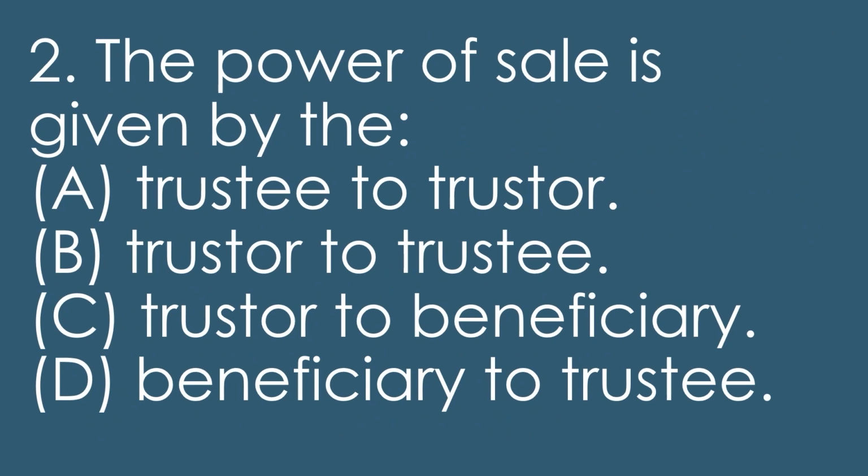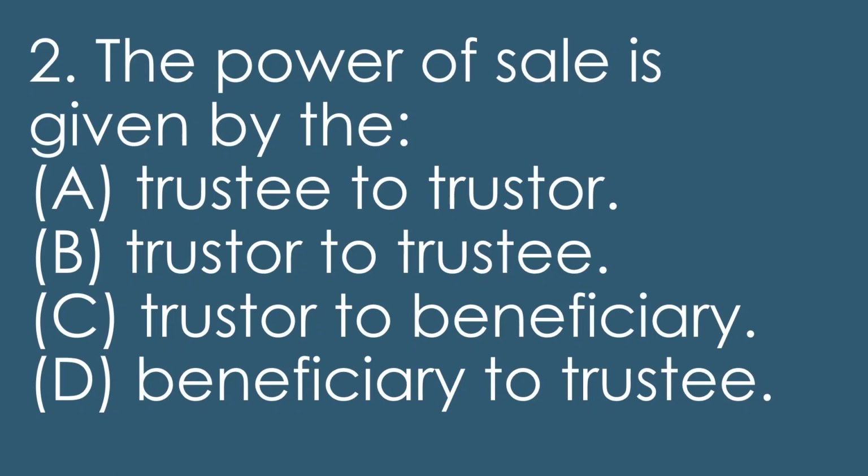2. The power of sale is given by the A, trustee to trustor, B, trustor to trustee, C, trustor to beneficiary, D, beneficiary to trustee. So what we need to know about a deed of trust is the power of sale, what that is given for when a deed of trust is used, that an entity can then foreclose on the property, sell the property if the borrower defaults.